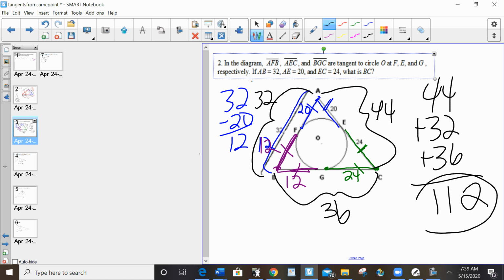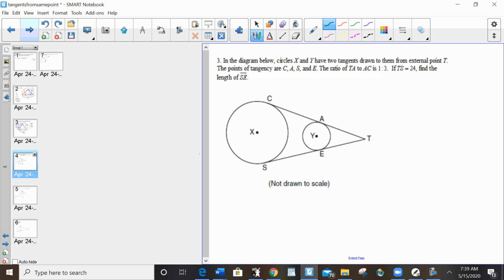And I get 112. Number 3, same rule, but it's set up a little bit differently here. I see tangents drawn from the same point. So first of all, it's telling me that TS is 24. Well, TS is a tangent drawn from T.